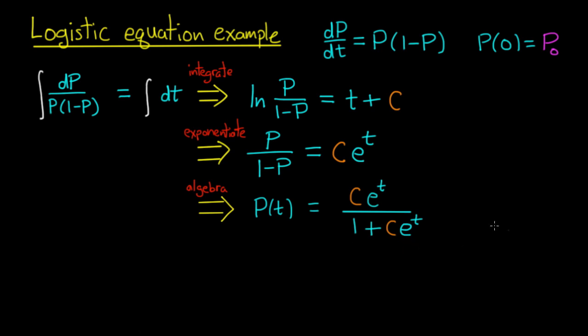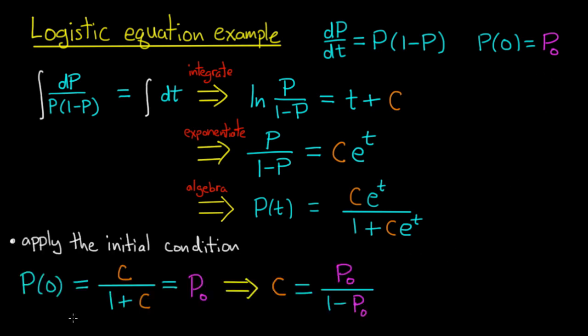This is excellent. We are almost done, and some people would stop here. But remember, we have an initial condition, p of 0 equals p0. Let's see if we can get rid of these c's and instead write everything in terms of p0. So we plug in the initial condition. We get p of 0 equals c divided by (1 plus c), since I plug in t equals 0 into the two e's, and that's equal to p0. With a little bit of algebra, you'll get c equals p0 divided by (1 minus p0).